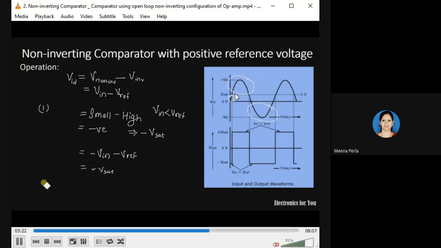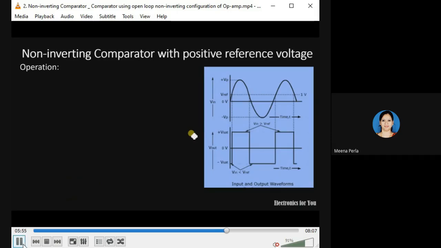Now let us consider the second case, where V in is greater than V reference. As per the formula V in minus V reference, that is a higher value minus a smaller value, the result will always be positive, and therefore the output will be V sat, as has been shown here.